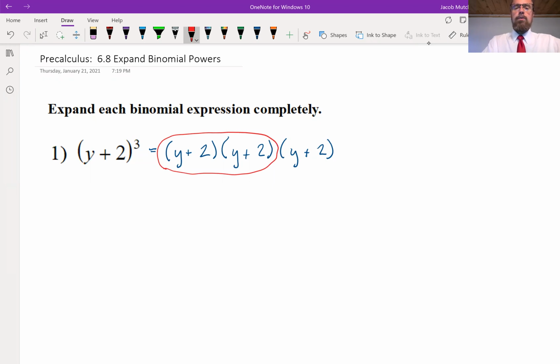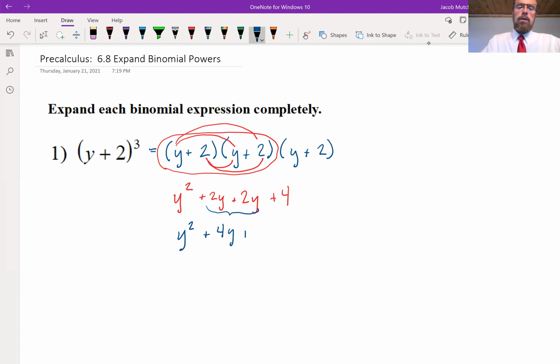So with binomials, we really are doing double distribution, the FOIL method. So I'm going to multiply the first terms. Y times y is going to be y squared, plus the outer terms, y times 2 is plus 2y, plus inner terms, 2 times y is also 2y, and then plus the last terms, 2 times 2 is 4. So for this intermediate step, what I've got is y squared. I will always be able to combine those middle terms, 2y plus 2y is plus 4y, plus 4.